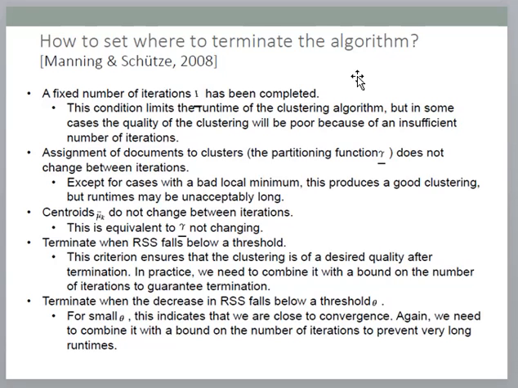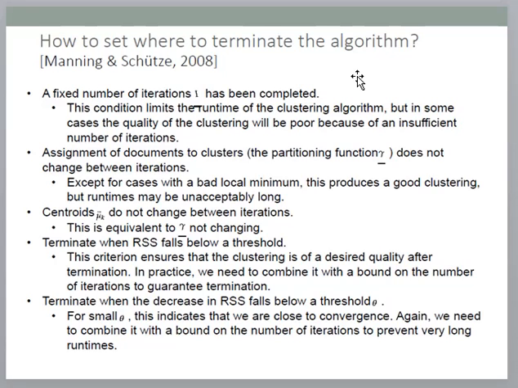Another criterion is that the assignment of documents to clusters does not change between iterations. So the second criterion is that we will look at the change in the clusters, or see how much change there is in the clusters after each iteration. If we don't have much change in the clusters, then we can stop our algorithm. Except for cases with a bad local minimum, this produces a good clustering, but runtimes may be unacceptably long.